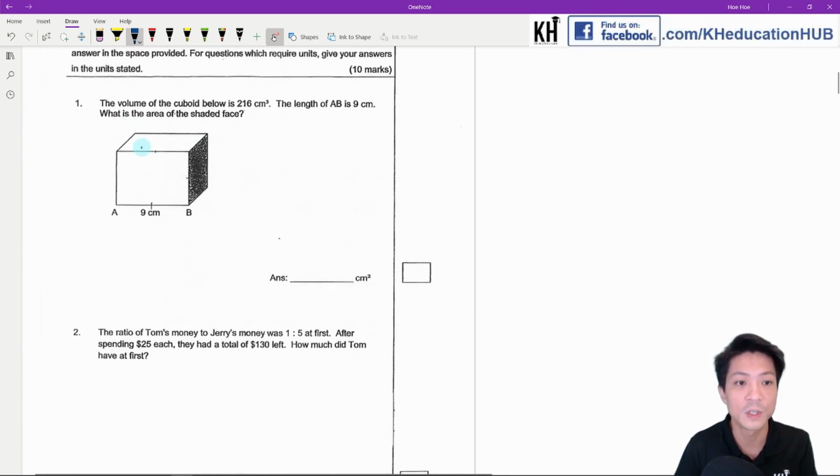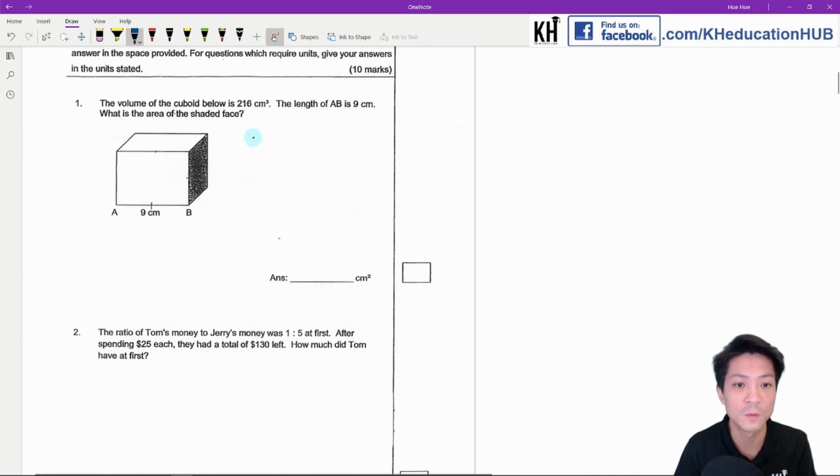Let's move on to the first question of paper 2. The volume of a cuboid below is 216 cubic cm. The length of AB is 9 cm. What is the area of the shaded face? This question will not be coming out for this year's PSLE, but we're still going to go through it.